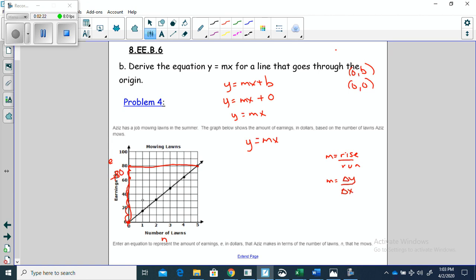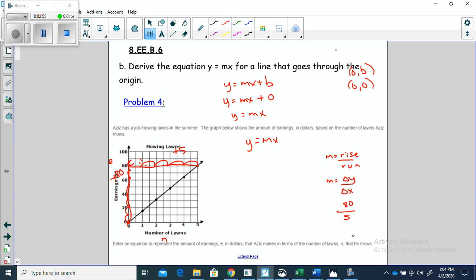Okay, let's be careful to check our scales here. We have to go over 2 to be 1. So 1, 2, 3, 4, 5. 80 over 5. Our change in y is 80. Our change in x is 5. If we divide 80 by 5, grab your calculator if you're not sure, 80 divided by 5 would give you 16.